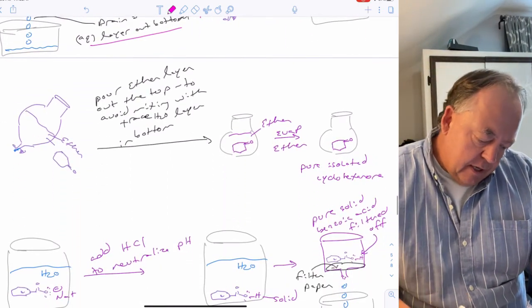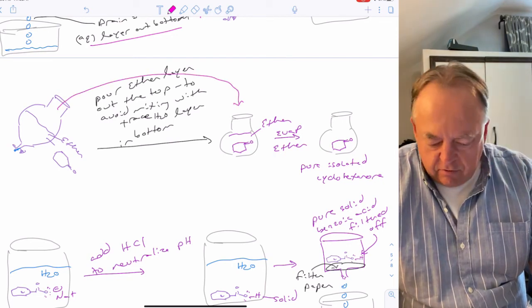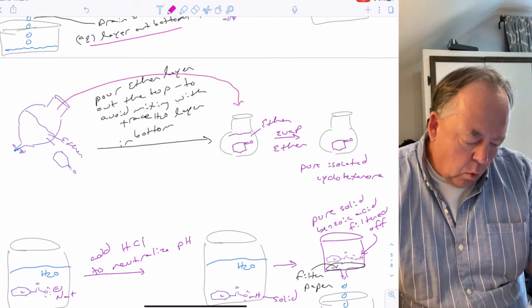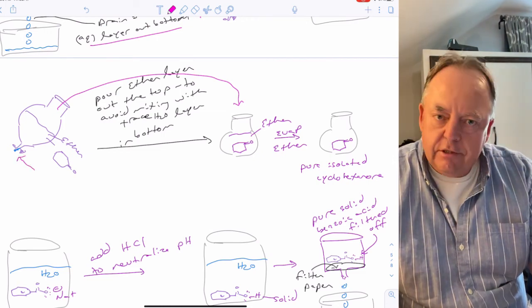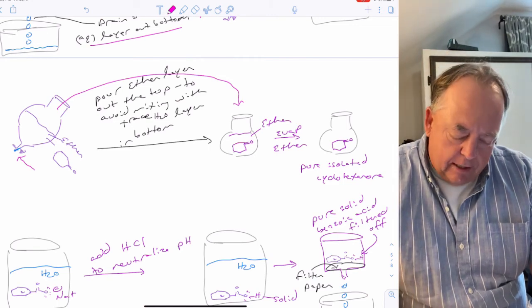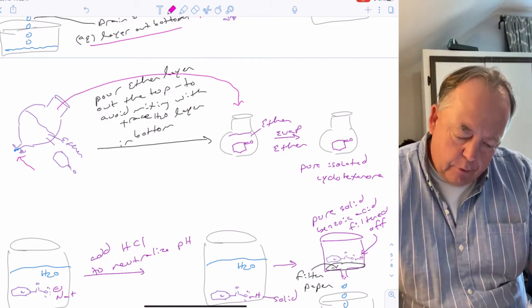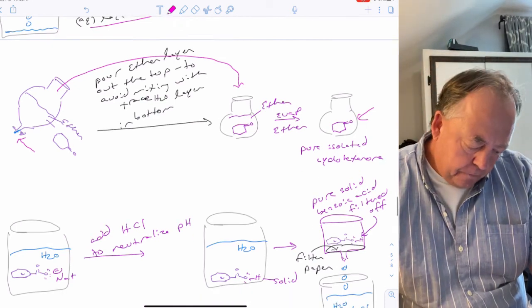So what you would do then is you would pour the ether layer out the top into a round bottom flask, for example. You know, why out the top and not the bottom? Because if you drain it out the bottom, there may be some trace aqueous layer there that would contaminate it. So you pour it out the top and then evaporate the ether off, and now you've got the pure cyclohexanone.